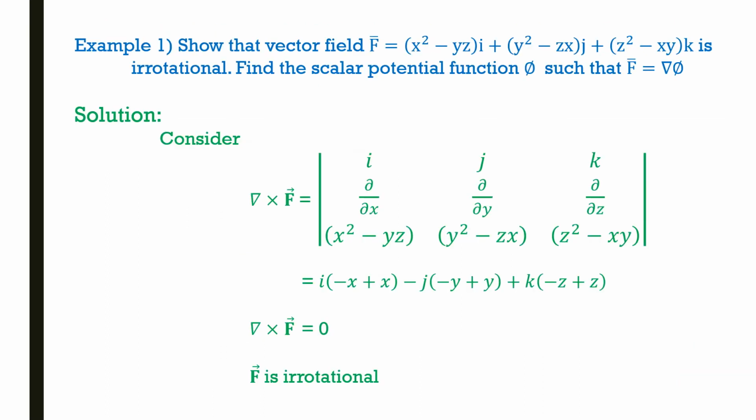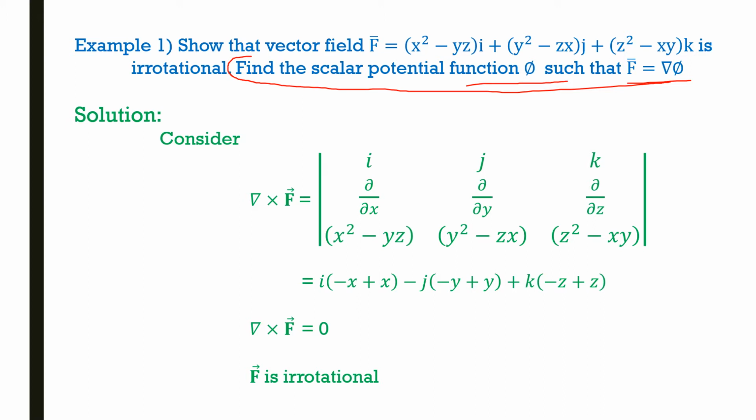So the first example is for a vector field. Show that the vector field F bar is equal to (x square minus yz) i plus (y square minus xz) j plus (z square minus xy) k is irrotational. Find the scalar potential phi such that F bar is equal to del phi. Actually we have seen this in the previous lecture. We solved how to show this vector field is irrotational, so we just left this part. At that time I told you that we would discuss this concept in the next lecture: how to find the scalar potential phi such that F bar is equal to del phi. Now today we are going to discuss that topic.